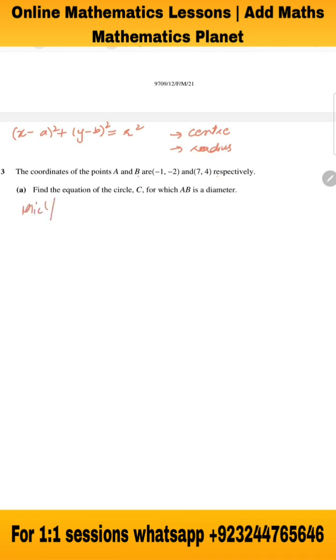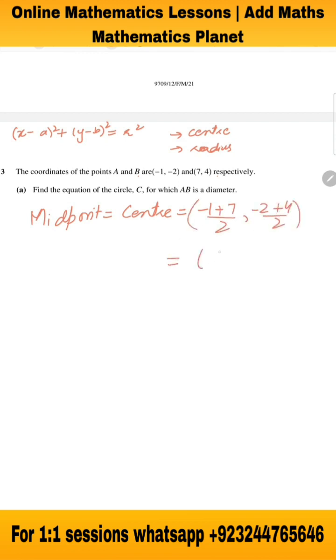So midpoint is equal to center. Oh sorry, we're calculating the midpoint, so it is (1 minus 1 plus 7) by 2, (minus 2 plus 4) by 2. So the midpoint is equal to 6 by 2 and 2 by 2, which is equal to 3 and 1. So we get the midpoint or center of the circle.